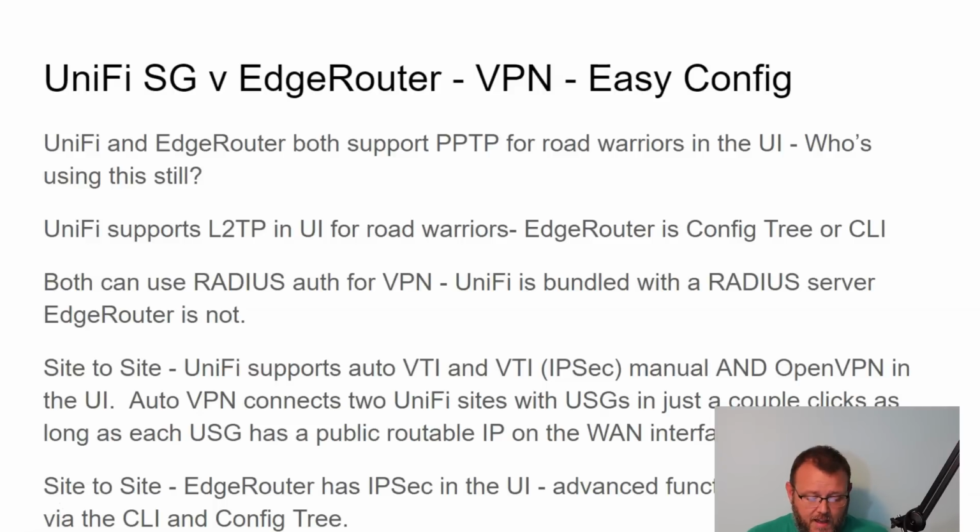The EdgeRouter does not. As far as site-to-site goes, UniFi supports auto VPN and VTI IPsec manual configuration and OpenVPN all in the UI. Auto VPN connects 2 UniFi sites with USGs in like 3 clicks, as long as each USG has a public routable IP on the WAN interface. As far as the EdgeRouter goes, as site-to-site, we have IPsec in the UI, and any advanced functions and OpenVPN can be done via the command line, and then a little bit in the config tree.